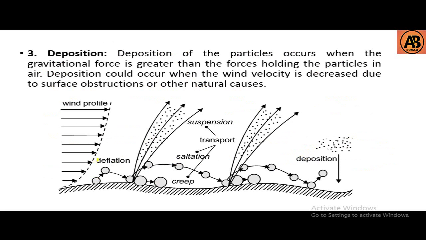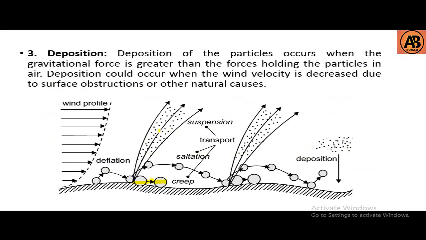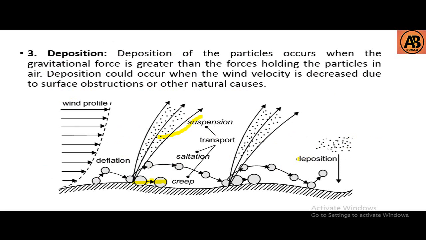Here is the picture we can see. First saltation occurs by the force of wind, saltation, and moving and rolling occur. That means creep, soil creep. First one is saltation, then second one is soil creep, and third one is suspension. Suspension means upward movement or parallel ground surface movement. Here you can see in the picture.